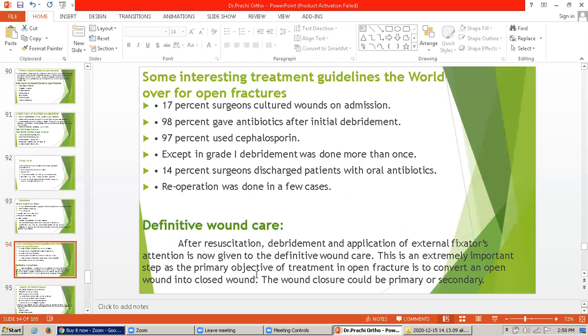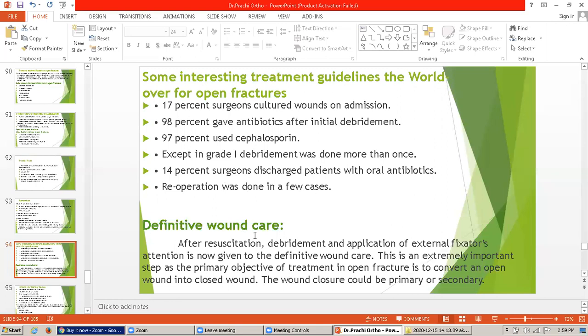Then, some interesting treatment guidelines. Around the world, in open fracture, 17% of surgeons culture a wound on admission, 98% give antibiotics after initial debridement, and 97% use cephalosporin. Except in grade 1, debridement was done more than once, 14% of surgeons discharge a patient with oral antibiotics, and reoperation was done in few cases.